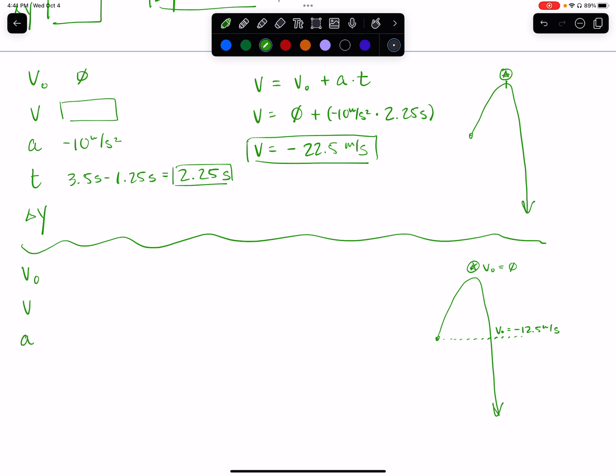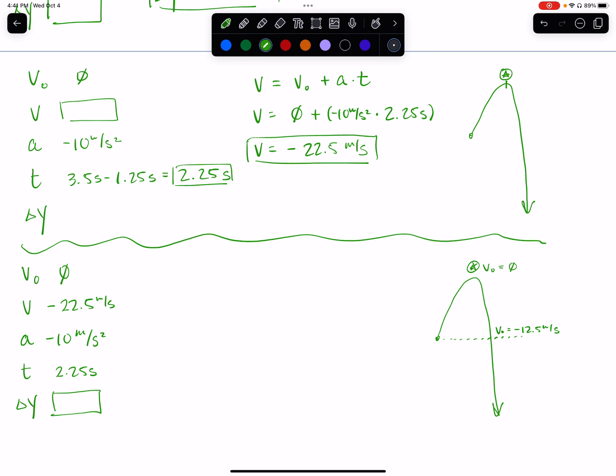So we've got our variables. We've got an initial velocity of 0 because we're going to start at max height, a final velocity of negative 22.5 meters per second, our acceleration due to gravity of negative 10 meters per second squared. And we saw above that we need to use not the full time, but 2.25 seconds. And then our unknown, which is the change in position.